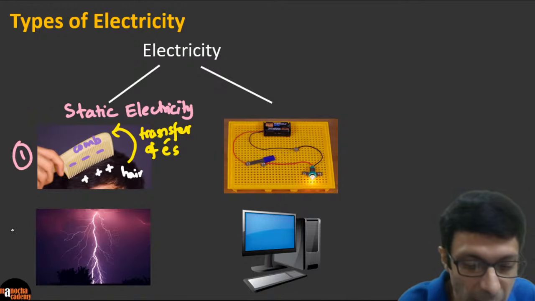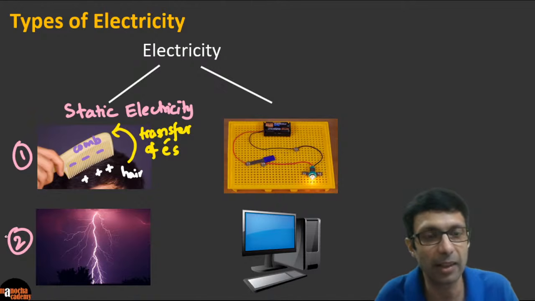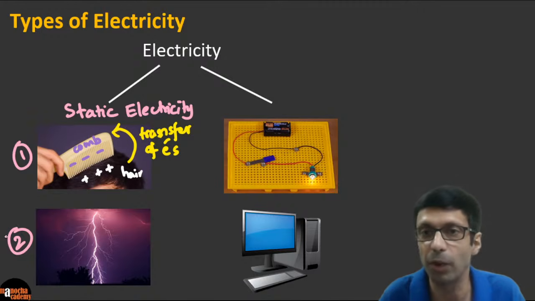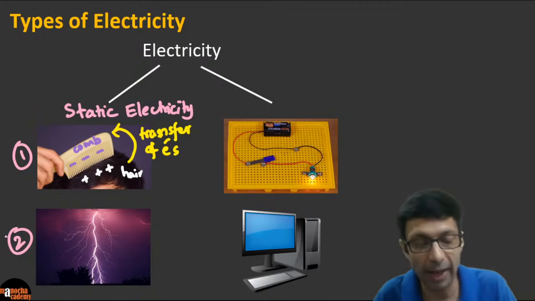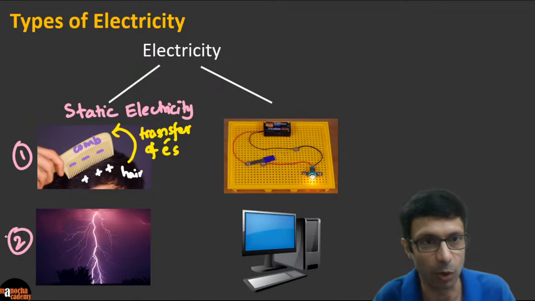This is one example. And guys, you know the lightning, right? So Calcutta, we had a lot of lightning, thunder. We are having a lot of bad weather this week, and next week also is predicted. So a lot of lightning is happening, and lightning is also due to static electricity, okay? So these are examples of static electricity.